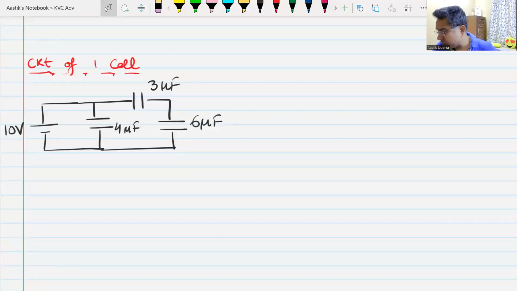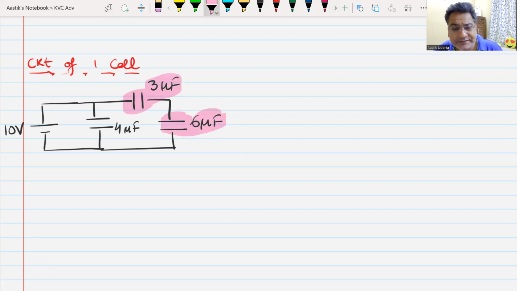So how are you going to solve this question? This is a very straightforward, simple question. There are many ways to solve this. Way is only one, but you can still solve it. This 3 microfarad capacitor and this 6 microfarad capacitor, how are they connected? Series. They are connected in series, so the effective capacitance becomes 2 μF.